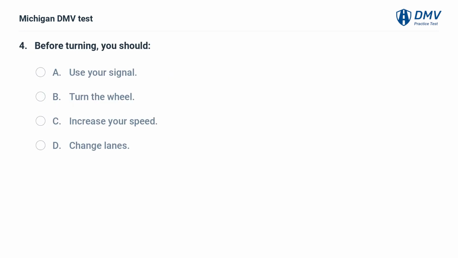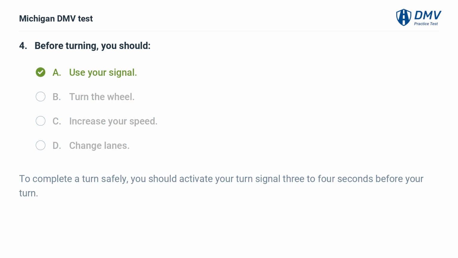Before turning, you should A. Use your signal. B. Turn the wheel. C. Increase your speed. D. Change lanes. A. Use your signal. To complete a turn safely, you should activate your turn signal 3 to 4 seconds before your turn.